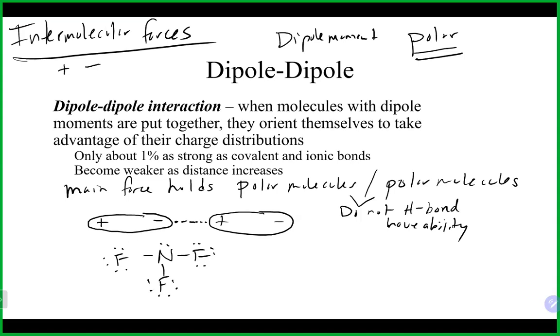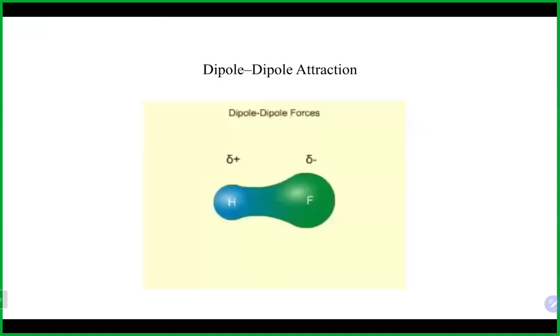Now, these are only about 1% as strong as covalent or ionic bonds. And again, that's what we were just talking about. Covalent and ionic bonds are intramolecular forces, which are much, much stronger. So here's dipole-dipole.